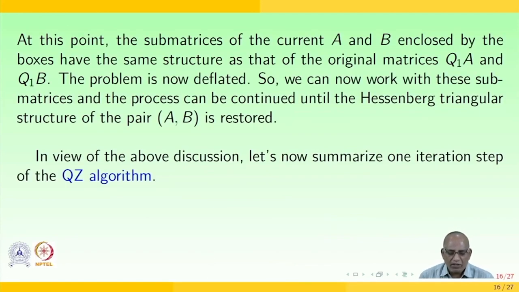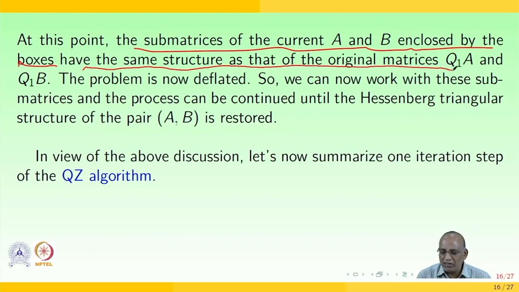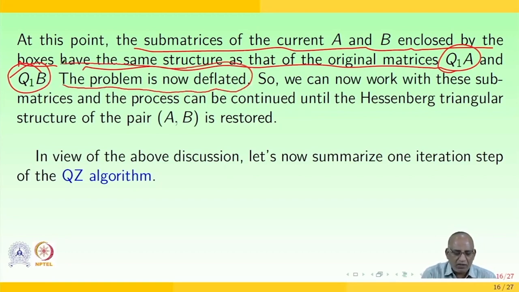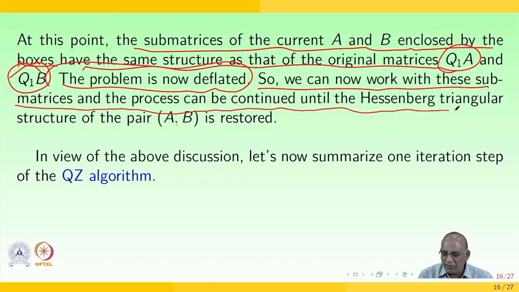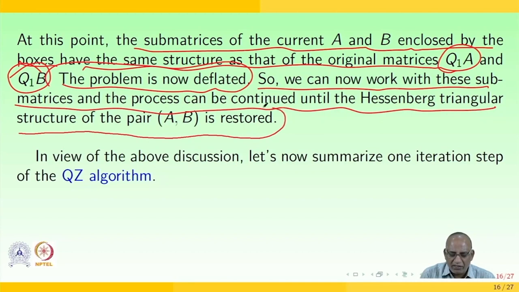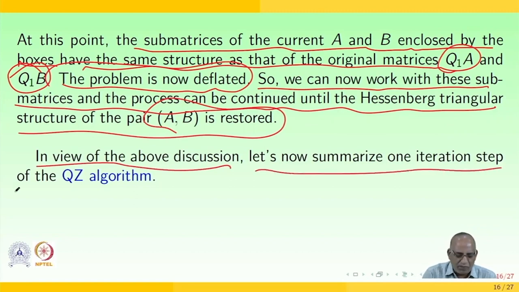At this point, the submatrices of the current A and B enclosed by the boxes have the same structure as that of the original matrices A and B. The problem is now deflated. So we can now work with these submatrices, and the process can be continued until the Heisenberg triangular structure of the pair AB is restored. In view of the above discussion, let us now summarize one iterative step of this QZ algorithm.